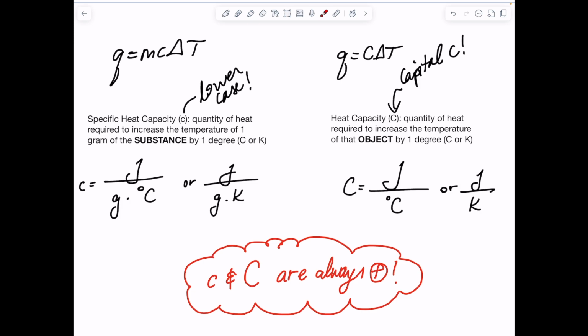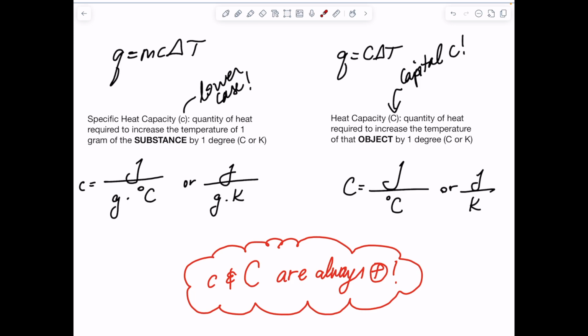And this is really quite different than the C here, this heat capacity. This is the capital C. This is the quantity of heat that's required to increase the temperature of an object by 1 degree, either Celsius or Kelvin. So here we're talking about an object. What does that mean in this case? You might not really be sure what they're talking about when they say object.